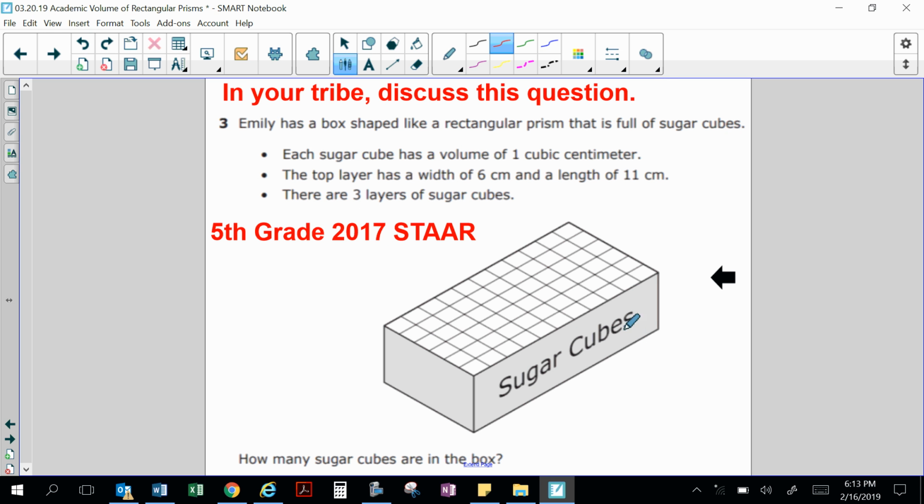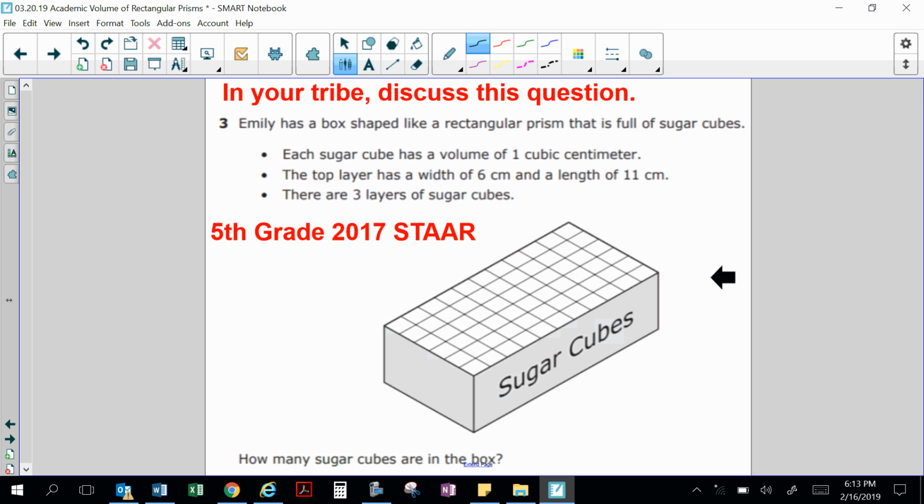this is a 2017 fifth grade STAR question over volume. So last year you did learn volume. In sixth grade, we learned volume as well, but we use rational numbers like decimals and fractions to find volume. So let's look at number 3. Emily has a box shaped like a rectangular prism that is full of sugar cubes. Each sugar cube has a volume of 1 cubic centimeter.